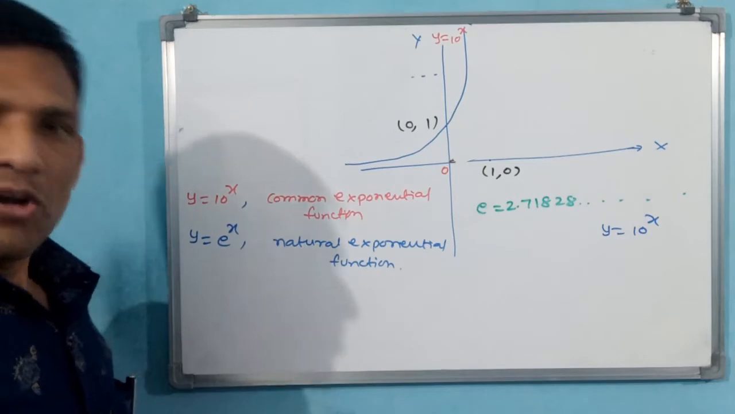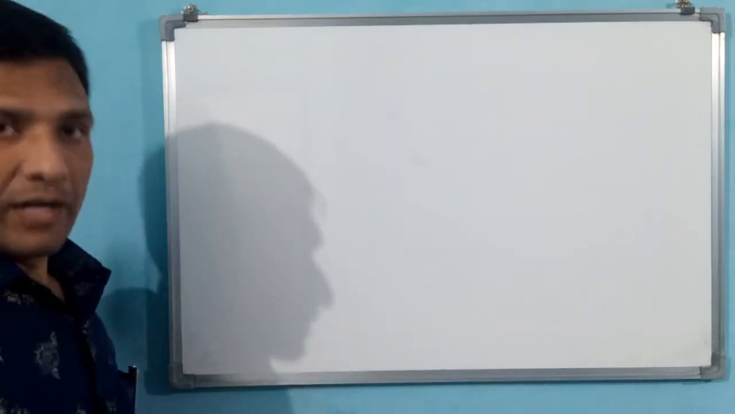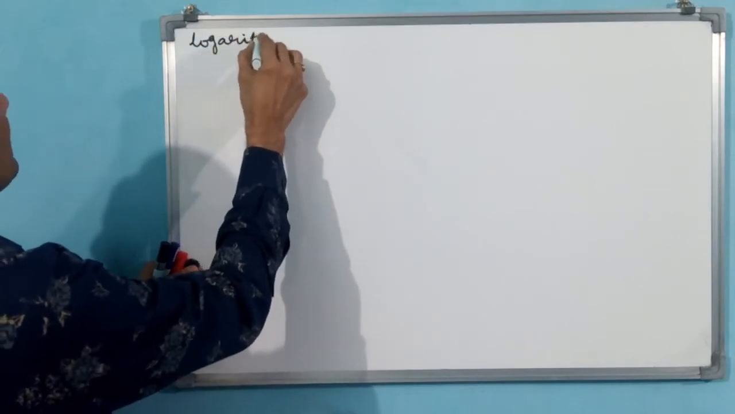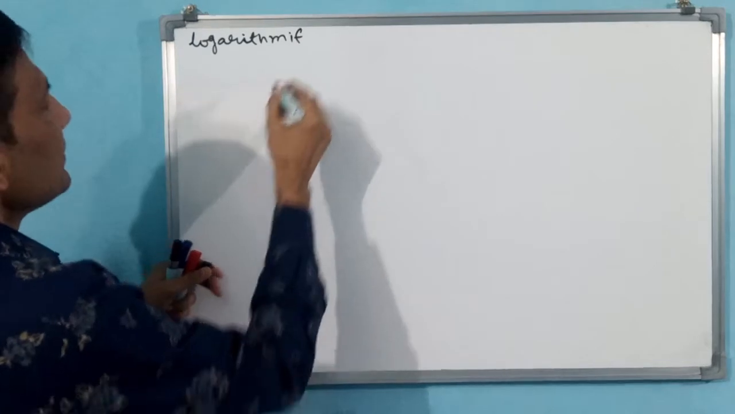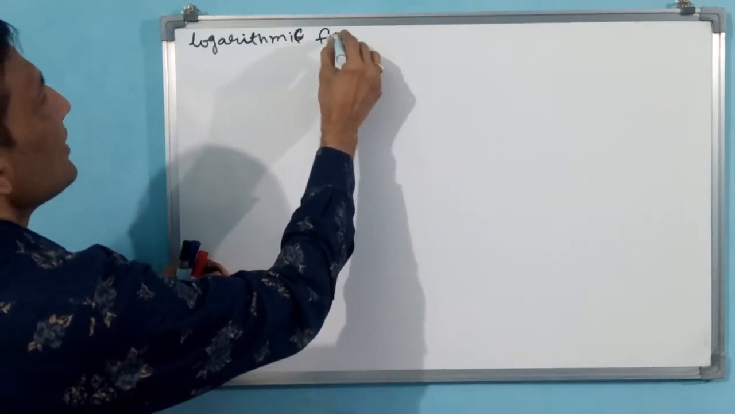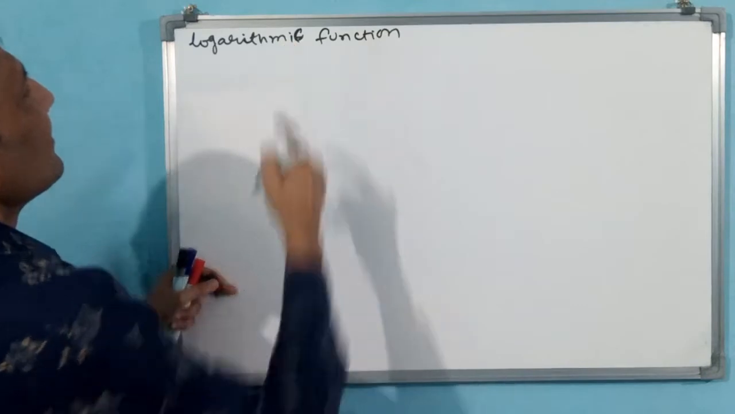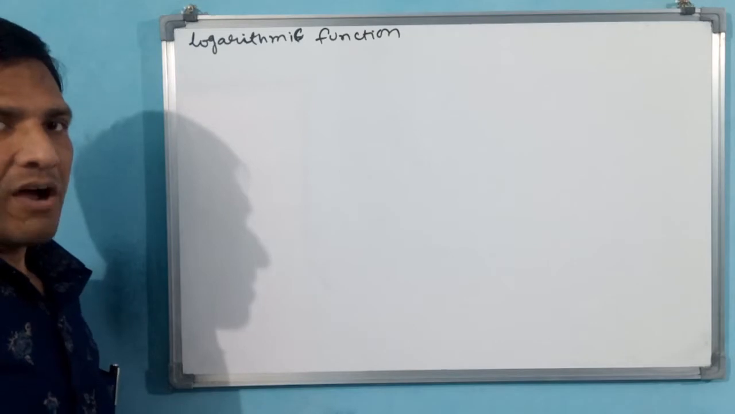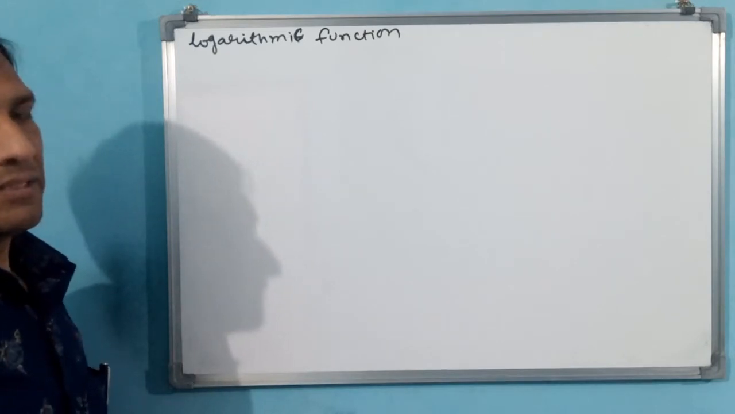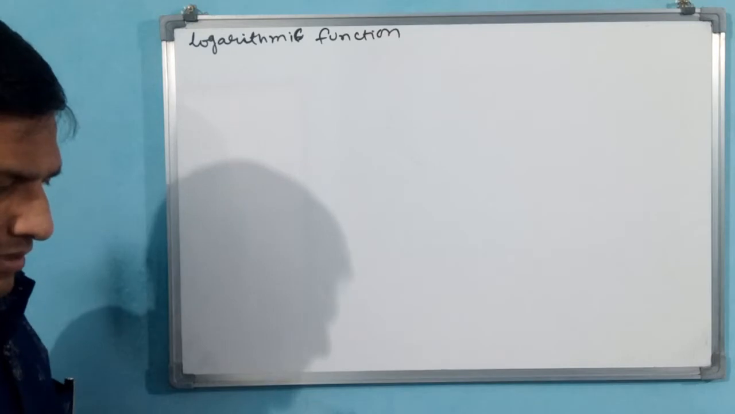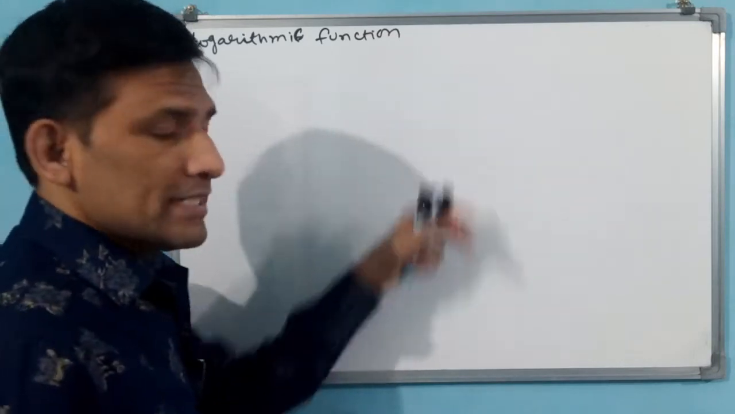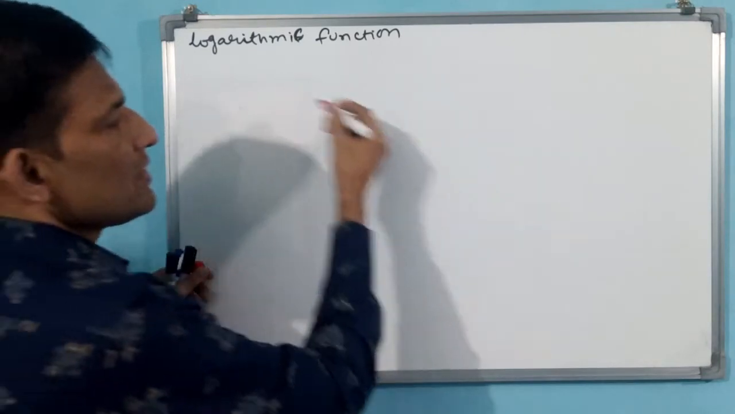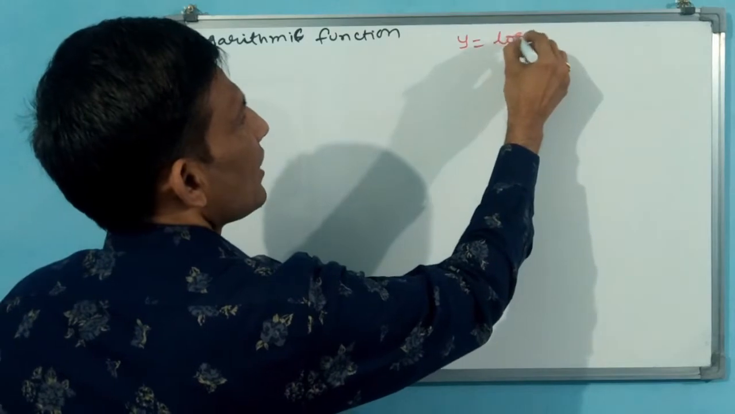Now let us go for logarithmic function. Okay. Let us understand logarithmic functions. Logarithmic functions. You see the spelling also. Logarithmic. See how we have written y is equal to b power x, b is greater than 1. Like this, the function also you can write like this, y is equal to log x.